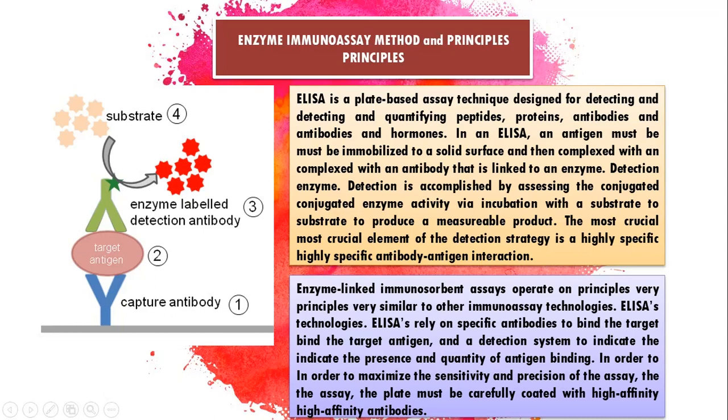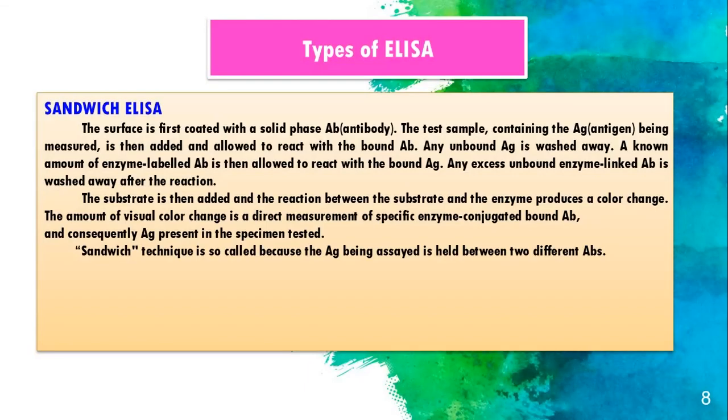Enzyme-linked immunosorbent assays operate on principles very similar to other immunoassay technologies. ELISAs rely on specific antibodies to bind the target antigen and a detection system to indicate the presence and quantity of antigen binding. In order to maximize the sensitivity and precision of the assay, the plate must be carefully coated with high-affinity antibodies. So after knowing the basic methods and principles of ELISA, let's now know the different types of ELISA techniques employed in different applications.